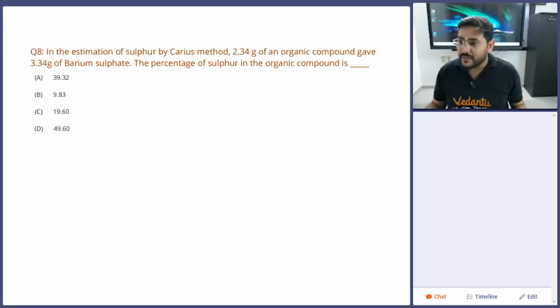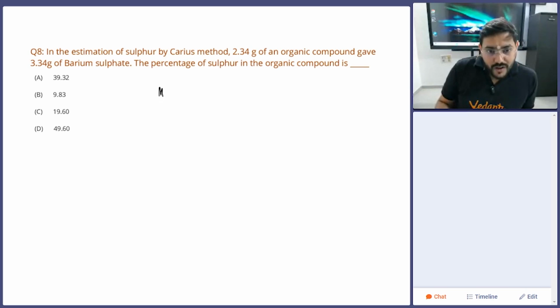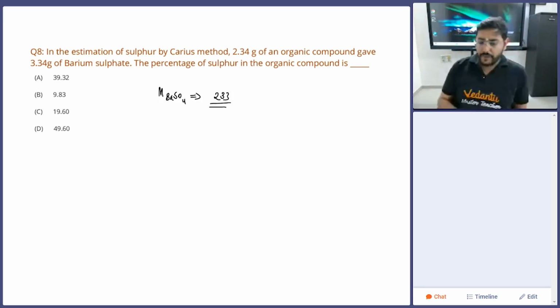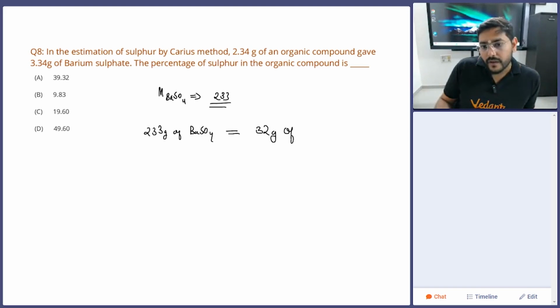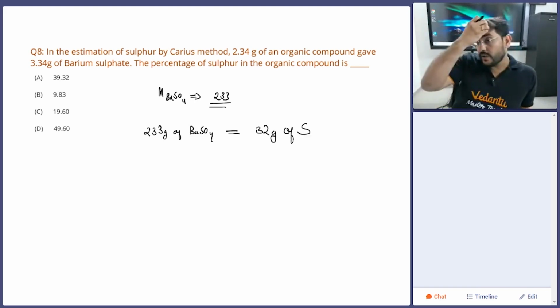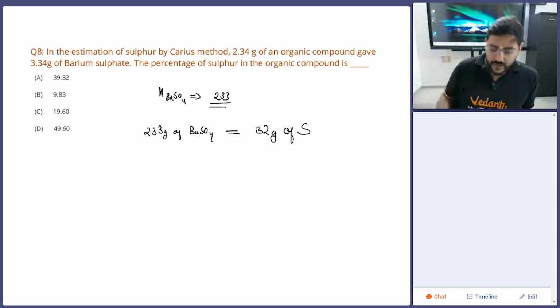Do you guys agree with me or not? So let's talk about it. First of all, you should know the molecular weight of barium sulfate. What is the molecular weight of barium sulfate? That is 233. Now, 233 gram of barium sulfate contains how many gram of sulfur? 32 gram of sulfur. Because one sulfur is there in barium sulfate. So in 233 gram of barium sulfate, 32 gram of sulfur is there.